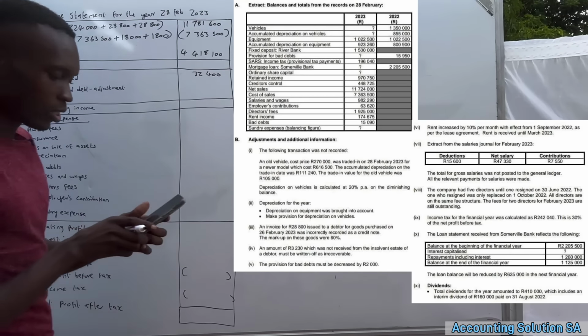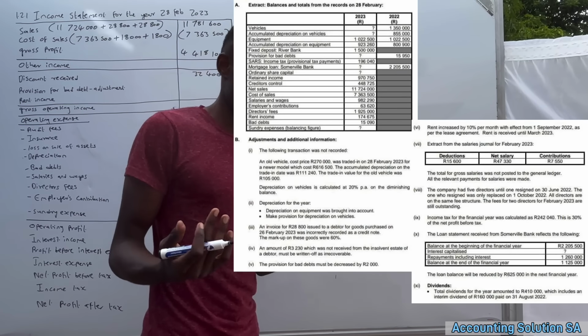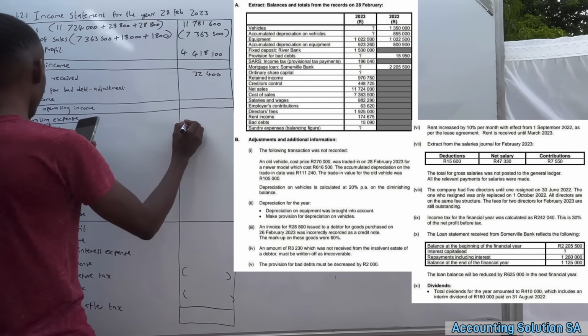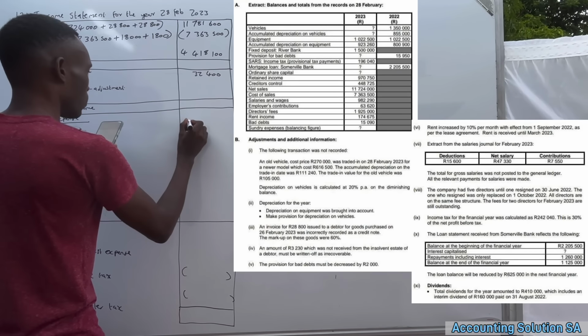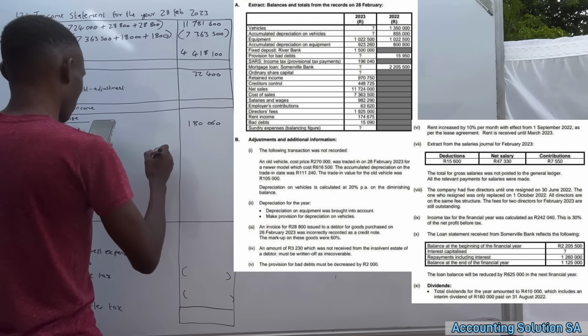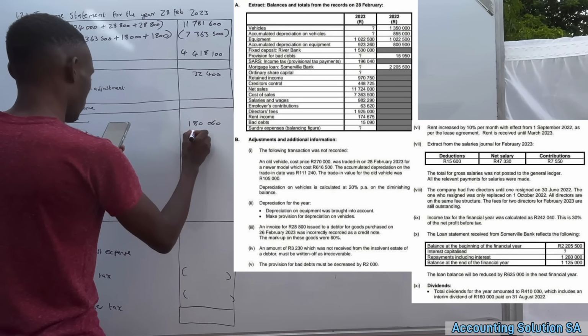Okay, now let's go to other income. Discount received, it was given. Some of the amounts, I will just write them as they were given in our answer book. Like the audit fee, it was 180 and 60. There was no transaction for this adjustment.